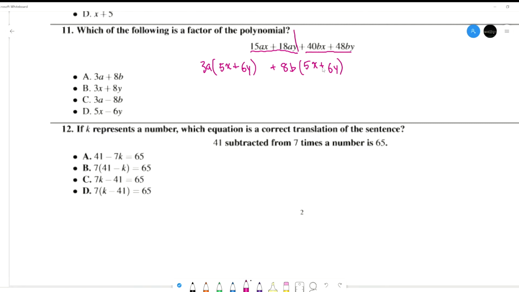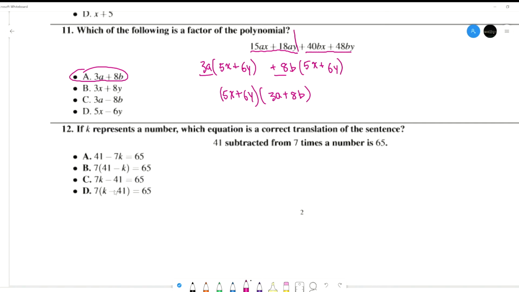Now I have the common binomial factor in the parentheses, that's 5x plus 6y. And then the leftovers, that's another factor, 3a plus 8b. So let's see here. I have 3a plus 8b. That's letter A. And I don't see a 5x plus 6y listed. So that's the final answer.